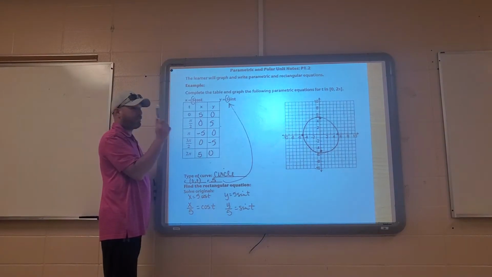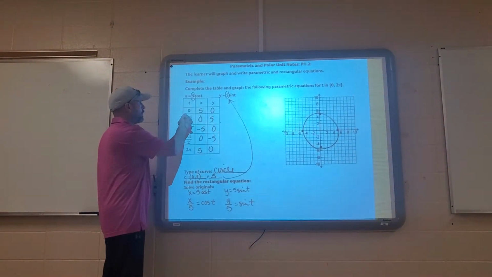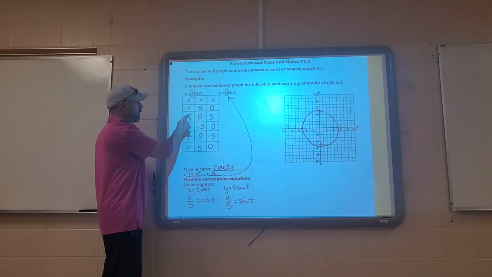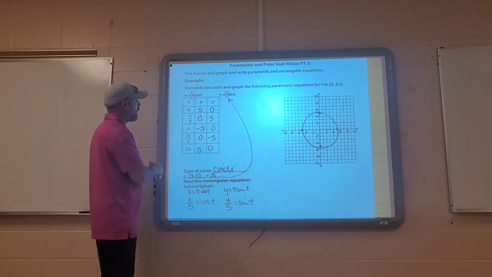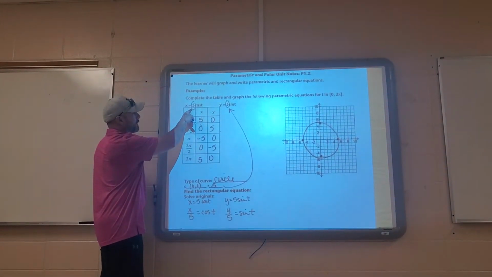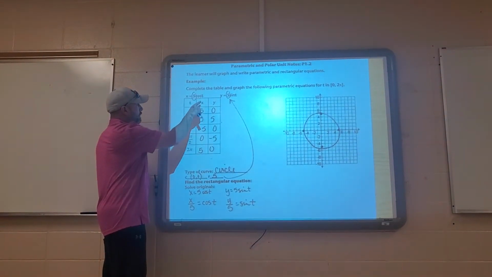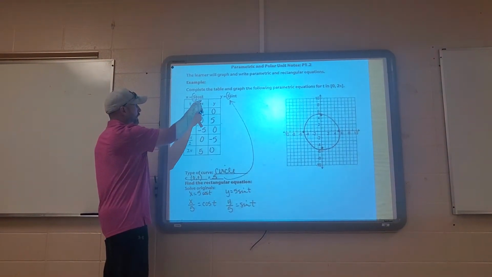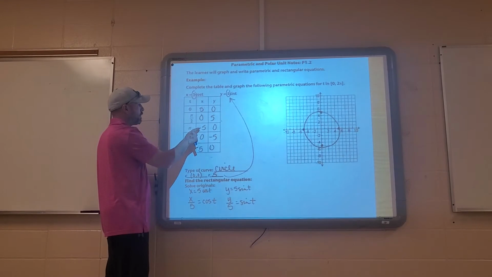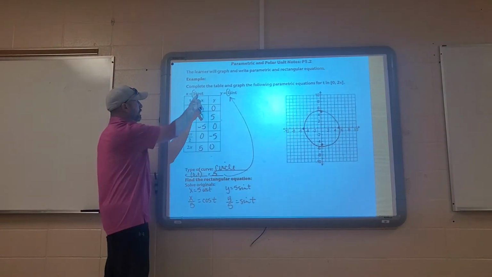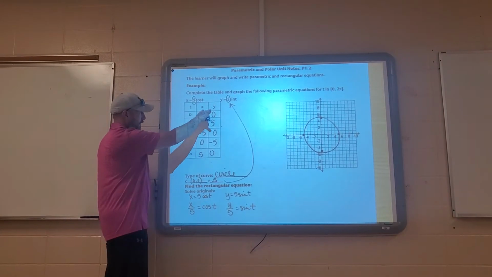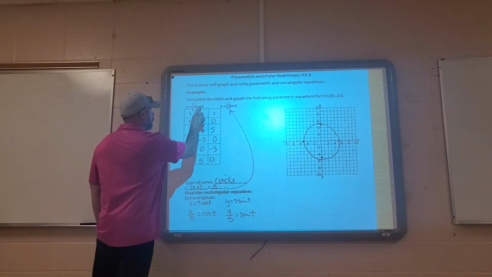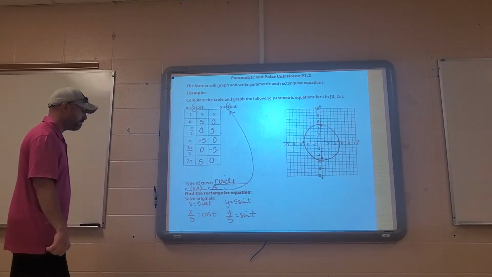It's the same thing we were doing on the first assignment, except now we've got some trig functions. So when we put 0 in for t, make sure you're in radians if it's in radians, which this is. We put a 0: cosine of 0 is 1, times 5 is 5. Cosine of pi over 2 is 0, times 5 is 0. Cosine of pi is -1, times 5 is -5, and so on. That's where all these numbers come from in the chart. We're just plugging in these numbers for t, just like we did on the previous one.